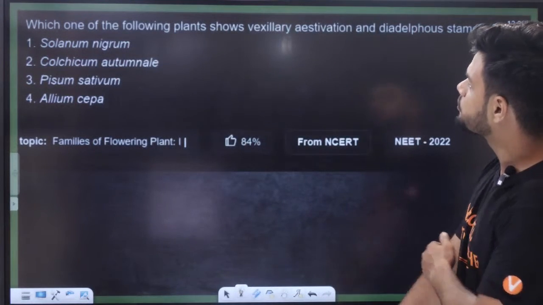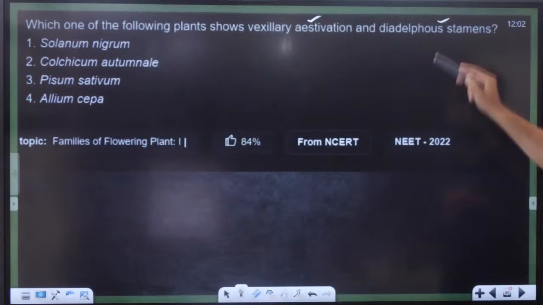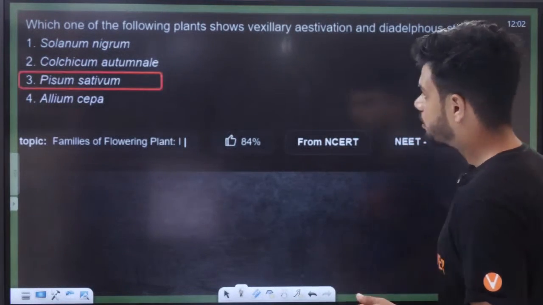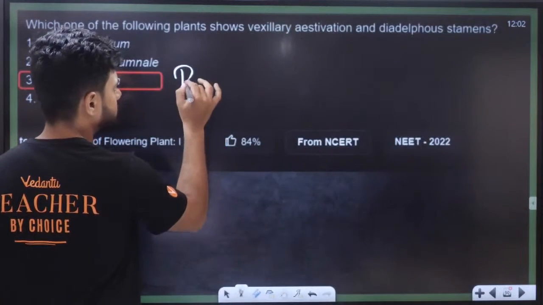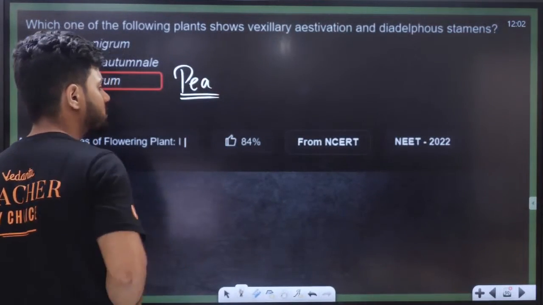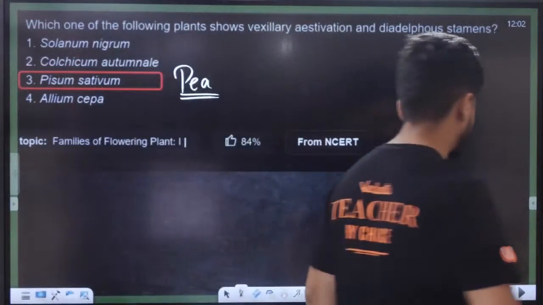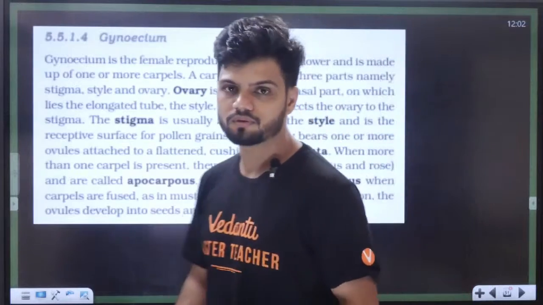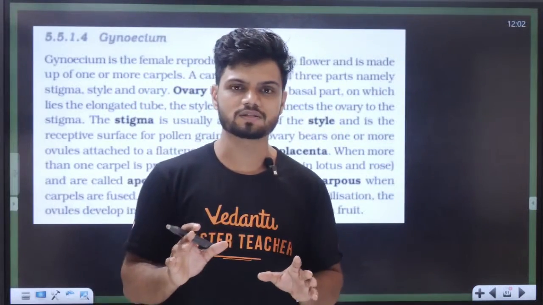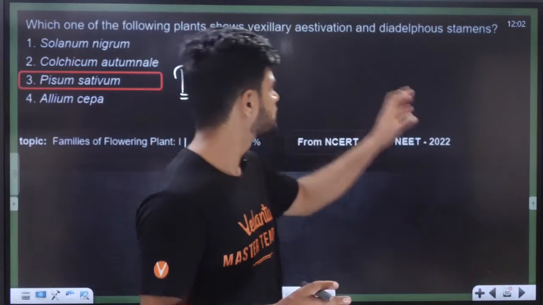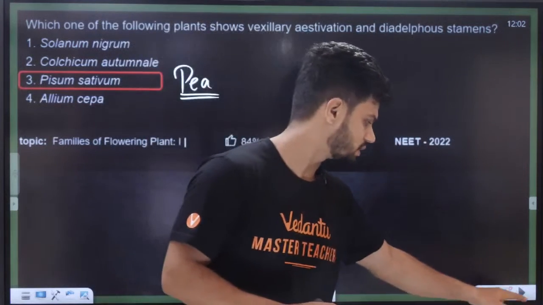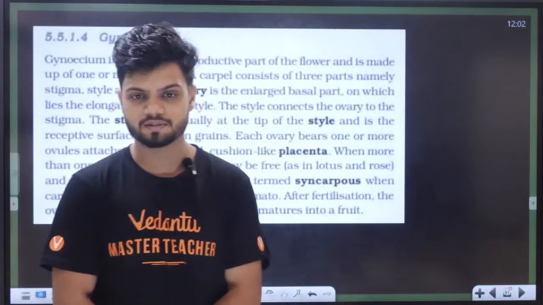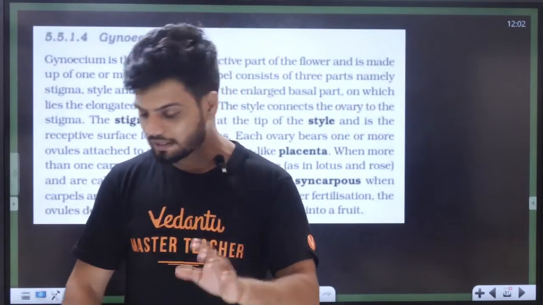Which of the following plants shows vexillary estivation and diadelphous condition? NEET 2022 question. All of you know it is Pisum sativum, also called your pea plant. Pisum sativum or pea plant. Done. So students, that is the end of your estivation as well as your adelphous condition. Entire estivation is done. Okay. Now till now it is very easy.